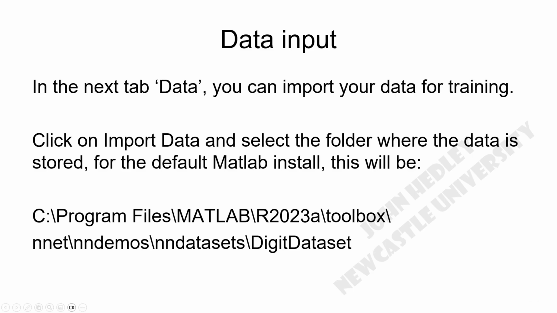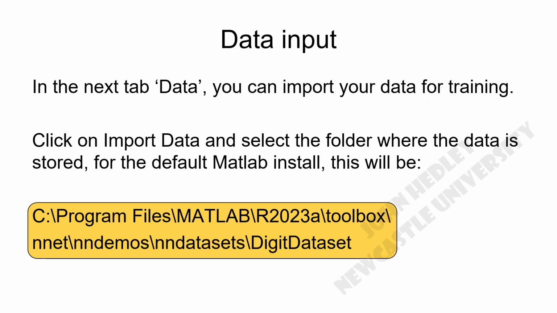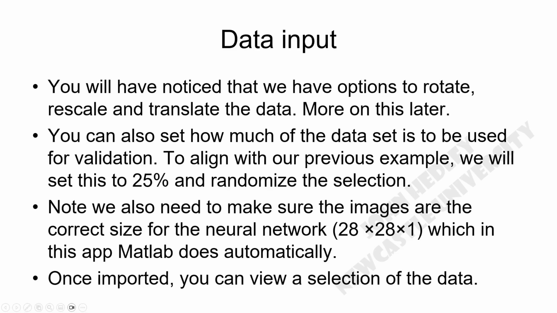Now that the network architecture is set up, we need to select the training data. On the Data tab, select Import Data and you should see a window similar to this. We need to tell the app where the data can be found. This example data can be found in the MATLAB directory. Select Browse and follow this link to locate the data. There are options for when you are loading data. For example, we can alter it in terms of rotation, translation, etc. We will keep the default values for now.